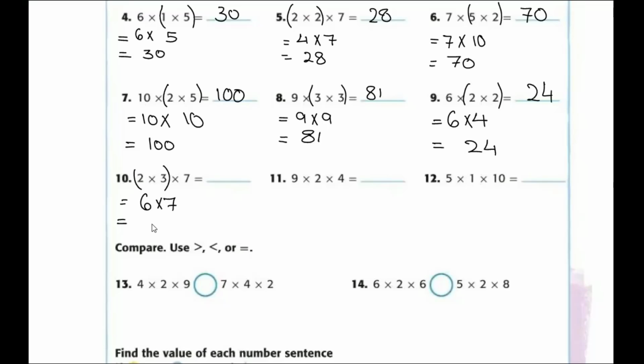So first of all, 6 times 7. We're gonna start from that number. So 6 times 6 equals 12. We take away from the 7, it becomes a 6. And 12 plus another 6 is 18.